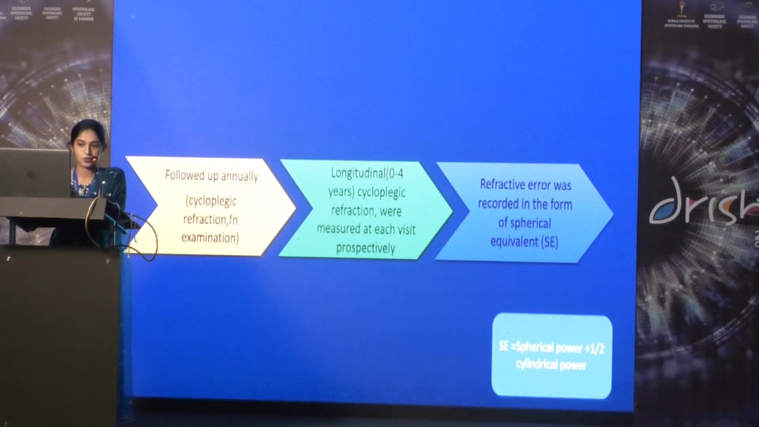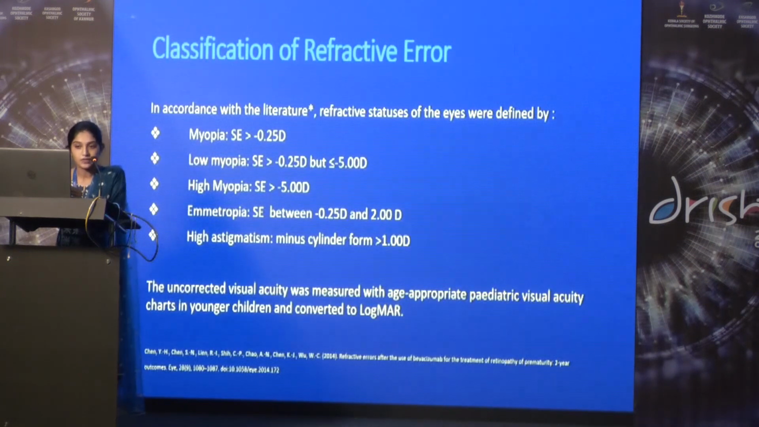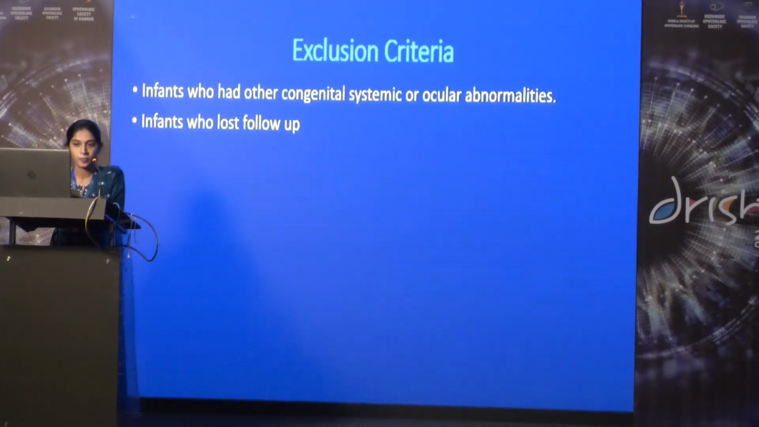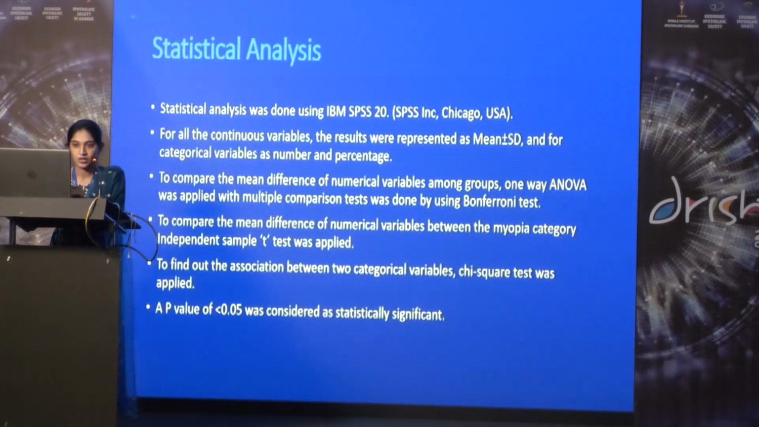Longitudinal cycloplegic refraction was measured at each visit prospectively, and refractive error was recorded in the form of spherical equivalent. We have classified these infants based on the refractive error, according to the literature, into low myopia, high myopia, emmetropia, and astigmatism. The uncorrected visual acuity was measured with age-appropriate pediatric visual acuity charts in younger children and was converted into logMAR. Infants who had other congenital systemic or ocular abnormalities and infants who were lost to follow-up were excluded from the study. Statistical analysis was done using SPSS version 20.